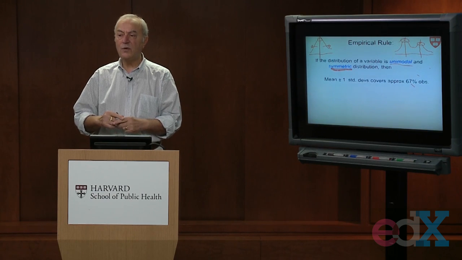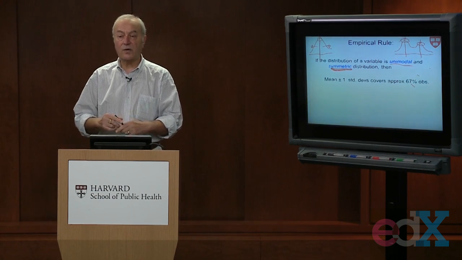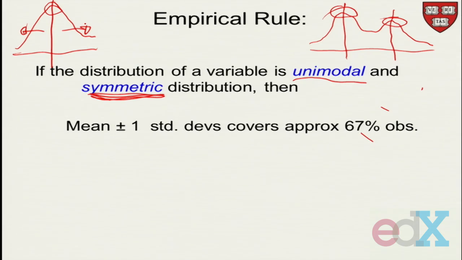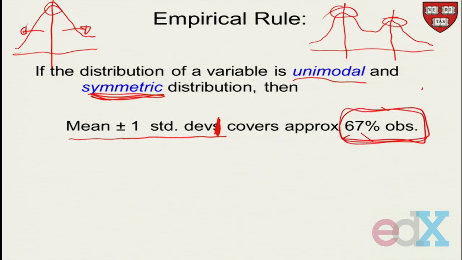So if the distribution of a variable is unimodal and symmetric, so this doesn't apply to everything, it doesn't apply to every distribution we have out there. It only applies to distributions that are unimodal and symmetric. Then, here's the magic. Then, if we create an interval by saying the mean plus or minus one standard deviation, the mean plus or minus one standard deviation covers approximately 67% or 2/3 of the observations. It covers approximately 2/3 of the observations.